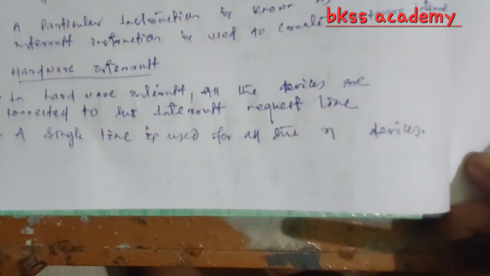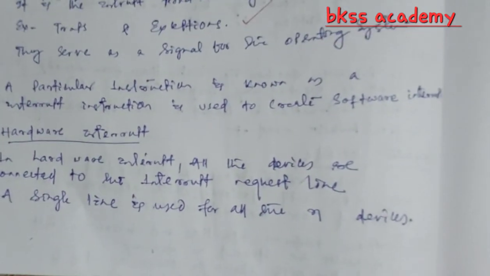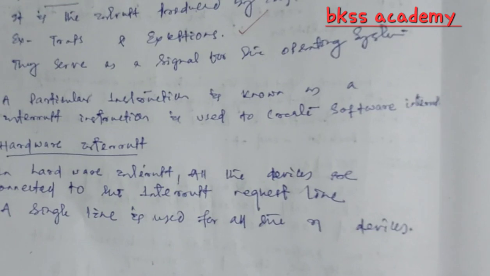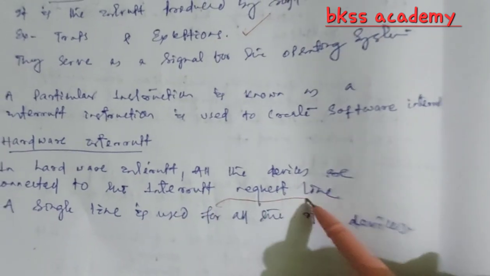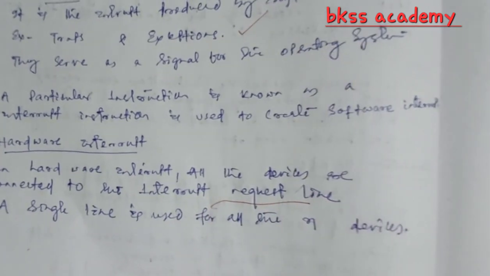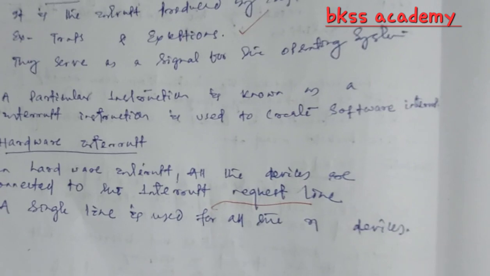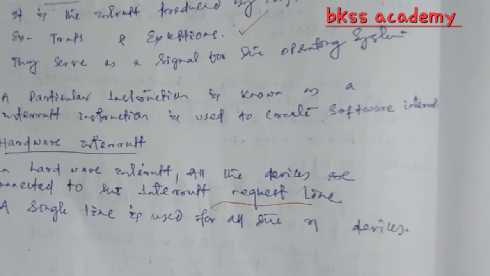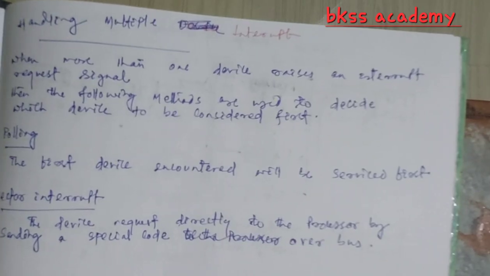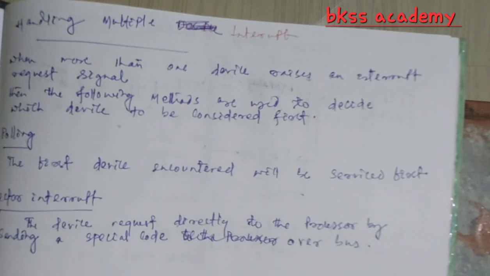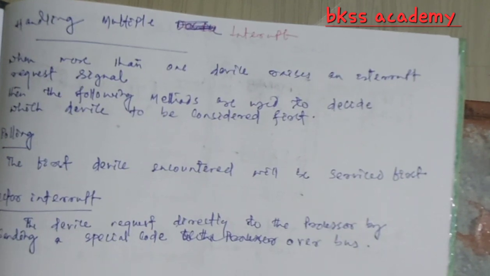Similarly, in a hardware interrupt, all the devices are connected to the interrupt request line. A single line is used for all the n devices. So when an interrupt arises, how do we handle multiple interrupts?